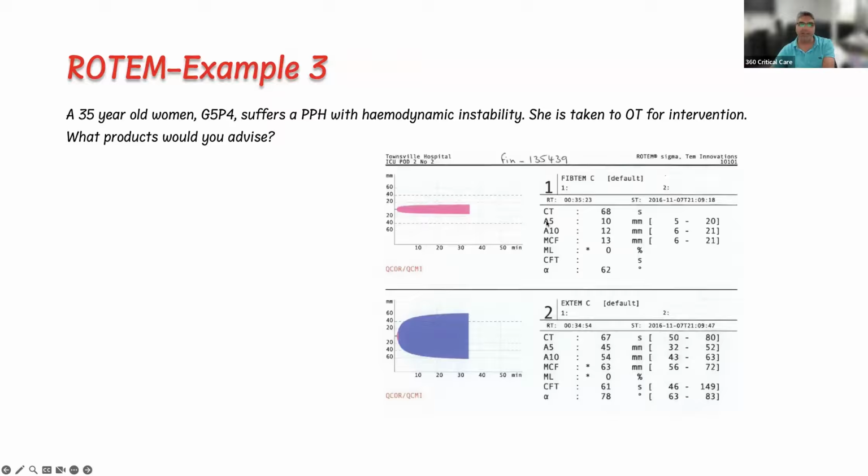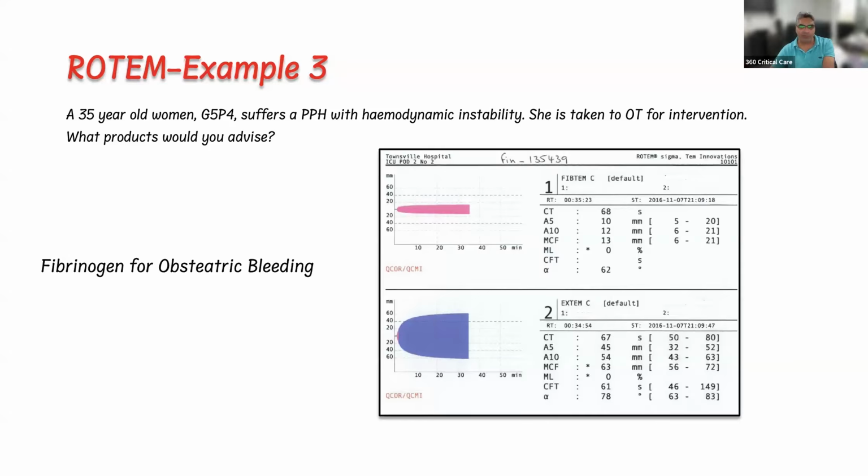But the problem is with fibrinogen. So what will you do again? Transfuse fibrinogen for obstetric bleeding. Just keep in mind the obstetric cutoff for A5 in most of the centers is higher. So you need a higher A5 for obstetric bleeding, at least by 2. In a normal patient who is bleeding, we look for an A5 of 7 or more, but for obstetric it is 9 or 11. Okay, so slightly higher. Right, let's go to the next one.